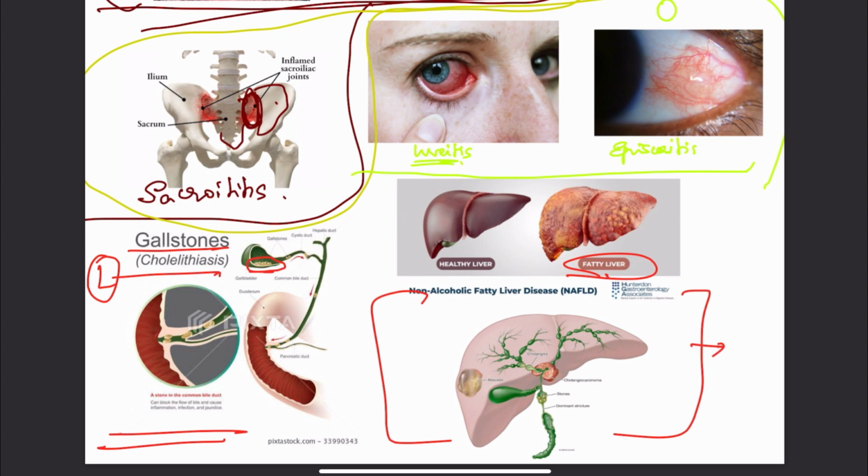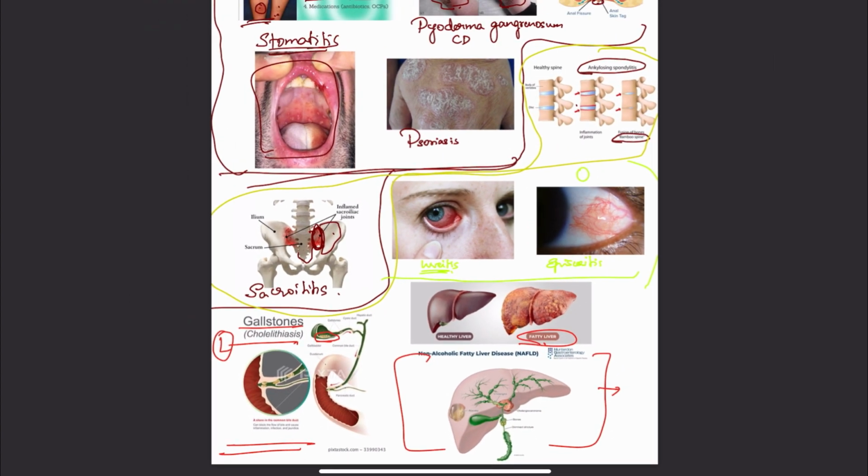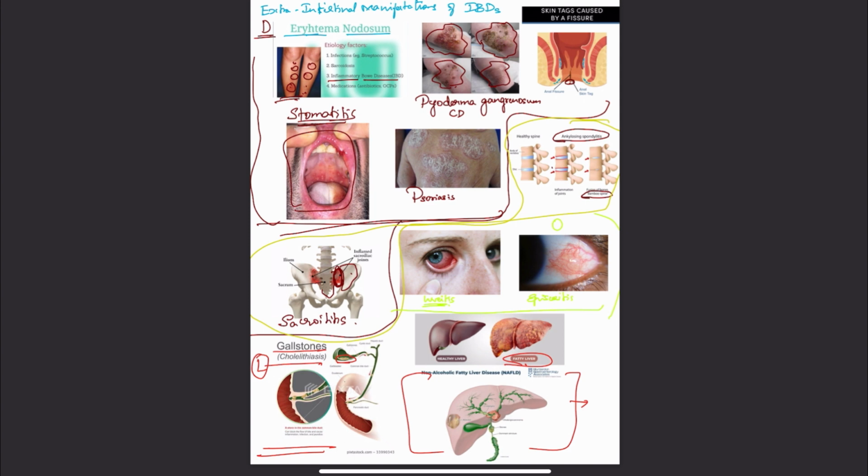We have other urological complications like calculi, ureteric obstruction, and fistulae. Fistula is one of the characteristic features of CD, that is Crohn's disease, right? So that can also be present as an extraintestinal manifestation in case of IBD.